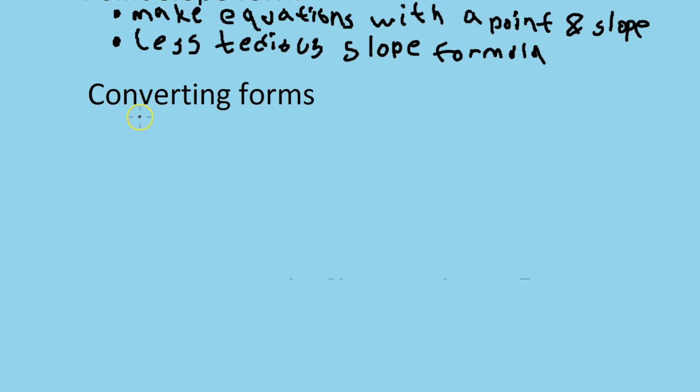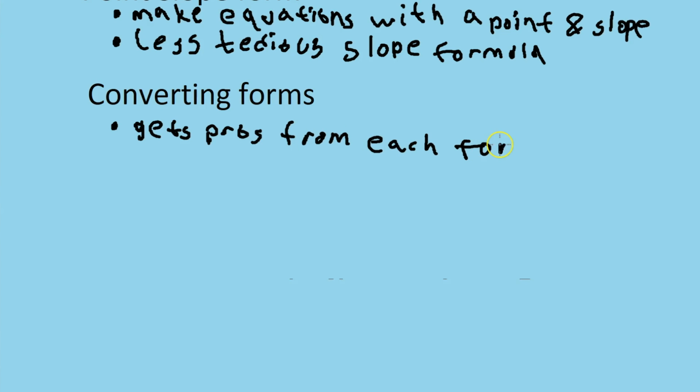The importance of converting forms is that it's kind of like a genetically modified equation, like a GME. You can make a new equation that has the pros of a different form. So get pros from each form. Like standard form is easy to find the intercept, so you can just convert it into standard form, and there you have a genetically modified equation that will help you find the intercepts.